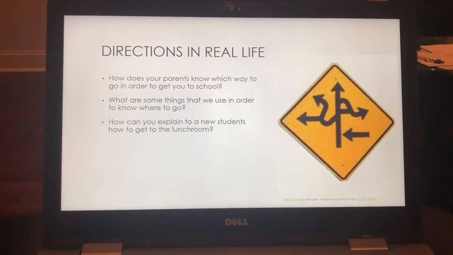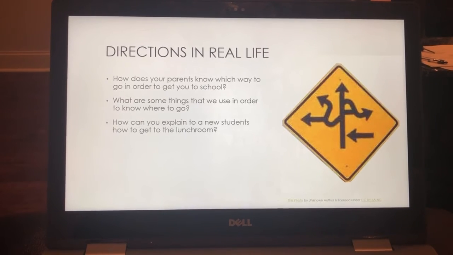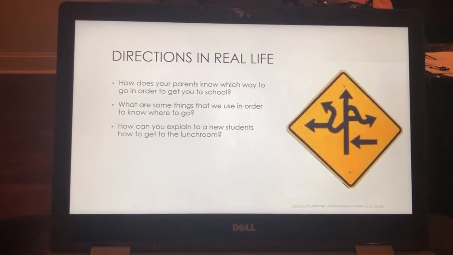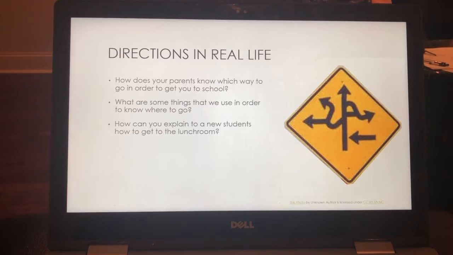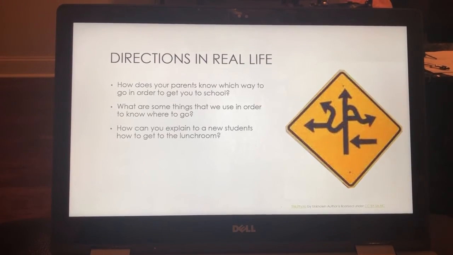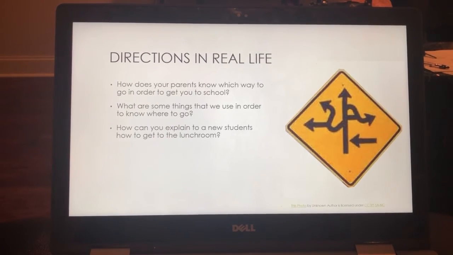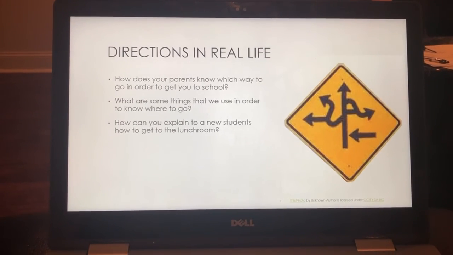Okay, now let's talk about how we use directions in our day-to-day life. How do your parents know which way to go in order to get you to school every morning? Do they use street signs? Do they remember landmark structures like turning right at the Wendy's, or what else might they do?